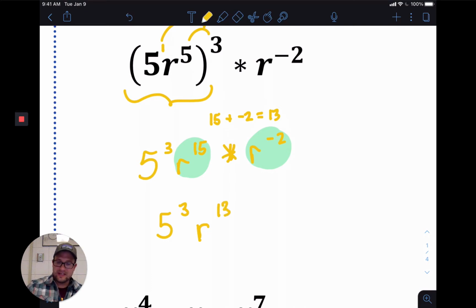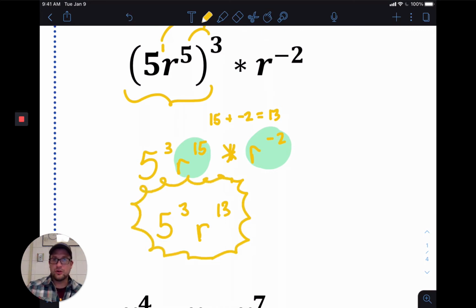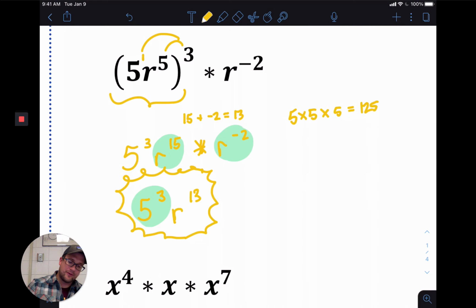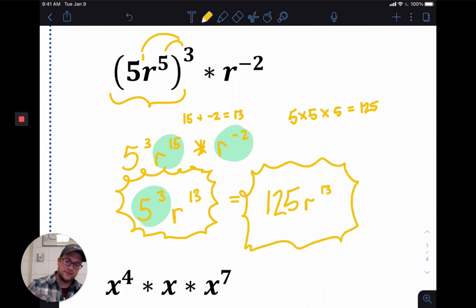Now, officially, this is a good answer, and in some situations, this will be what your answer will look like, but sometimes they might actually ask you to go a little bit further. And if they did, we would have to simplify 5 to the third. Now, of course, 5 to the third just means 5 times 5 times 5, which of course ends up being 125. So another answer that would also be right would be 125 r to the 13th. Either one of those is absolutely acceptable for you.